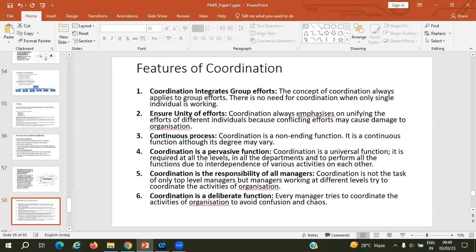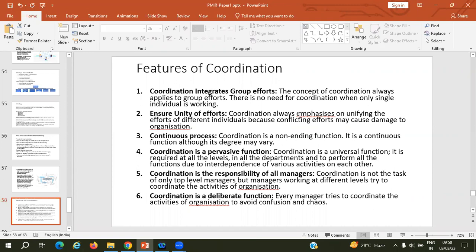Coordination is a pervasive function. Coordination is a universal function. It is required at all levels, in all departments, and to perform all functions due to interdependence. All the departments and sections in an organization are dependent on each other. That's what I was talking to you about some time back. So whenever you are organizing, you make sure everyone understands your goal and how they are dependent.